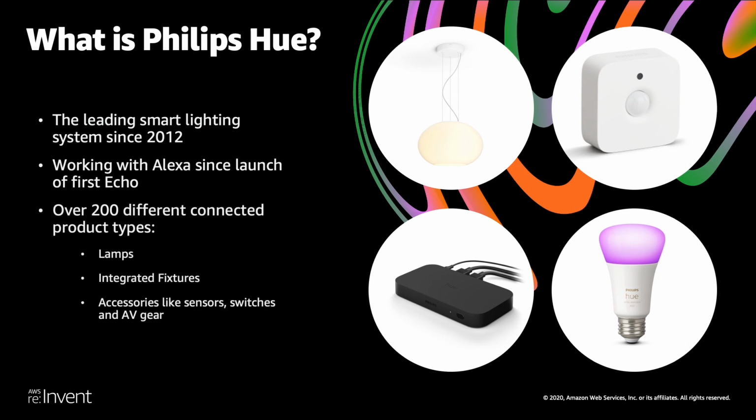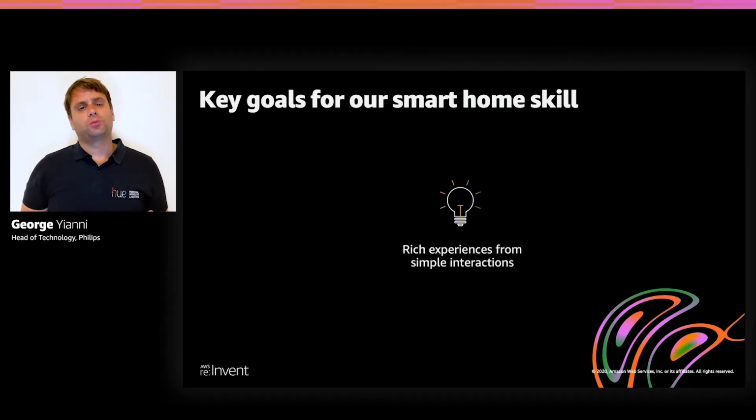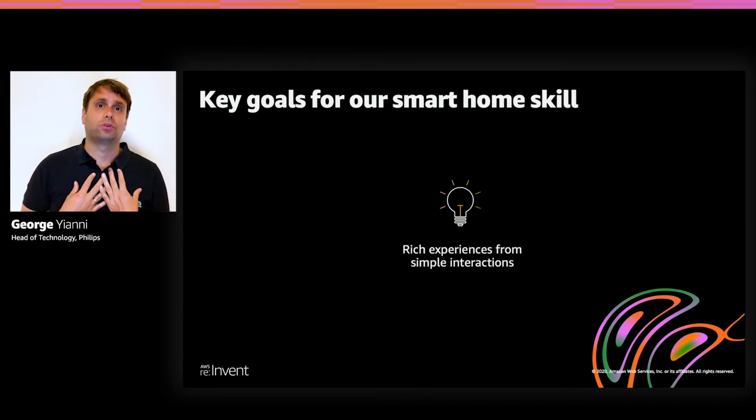We have over 200 different kinds of smart product, ranging from a broad range of different light bulbs towards integrated fixtures, sensors, switches, but even things like AV gear, like our sync box, which synchronizes any content on your TV screen towards your lights. Now, when we set out building our smart home skill, how we would integrate with Amazon Alexa, there were a few key things that we held dear to us.